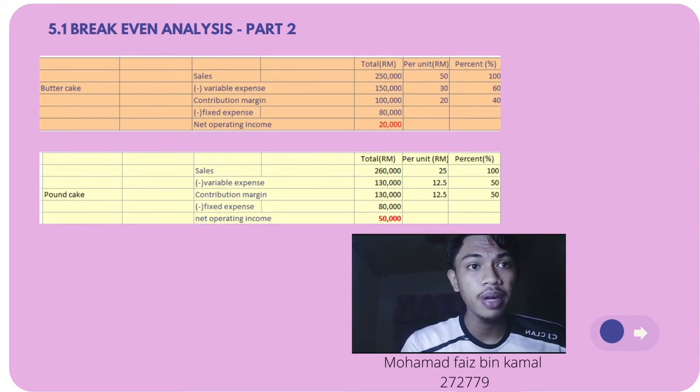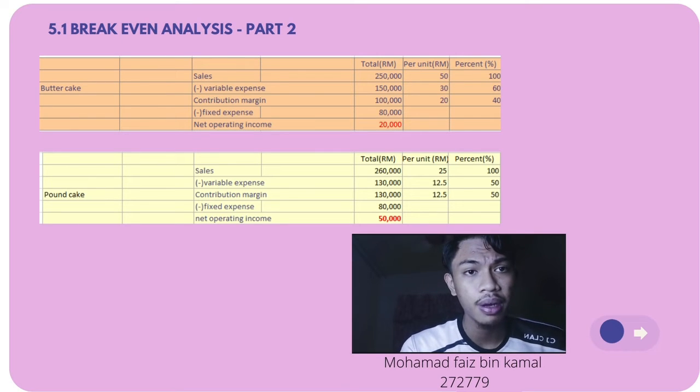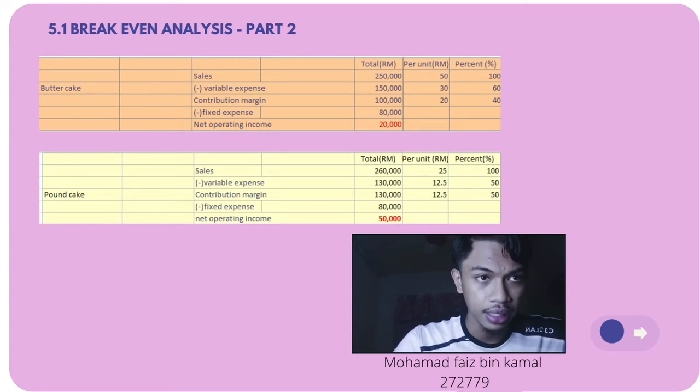We estimated that the variable expense cost will be RM130,000 and per unit will be RM12.5. We also estimated the contribution margin is RM130,000 and RM12.5 per unit after subtracting the variable expense per unit from the selling price. The fixed cost is also RM80,000 and the net operating income we estimated is RM50,000.